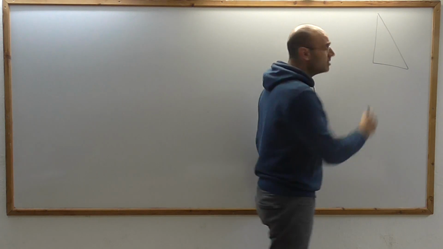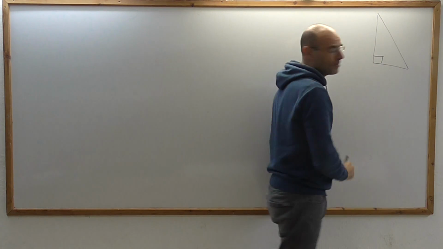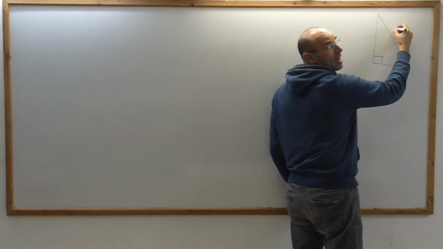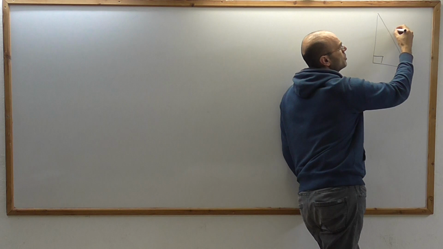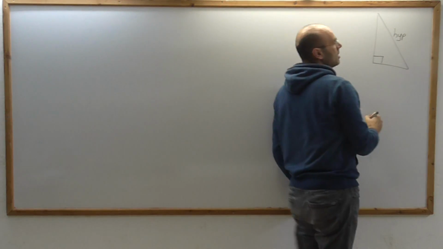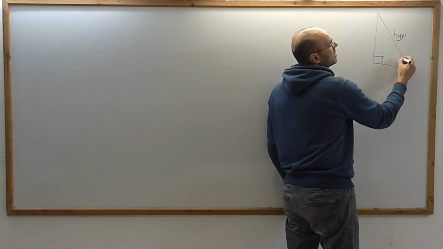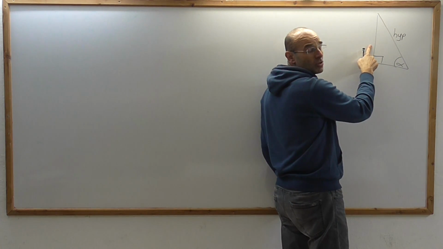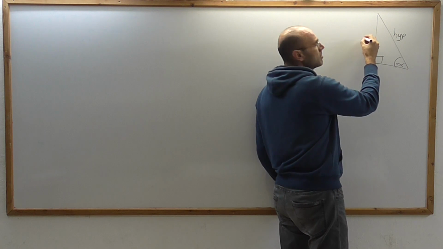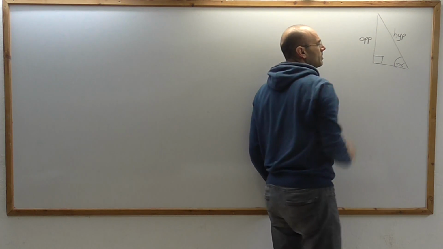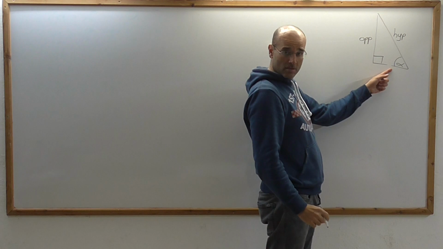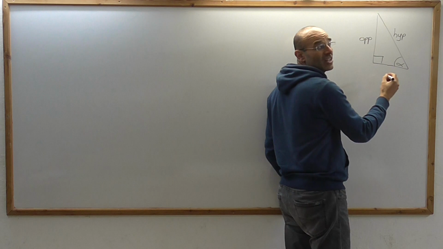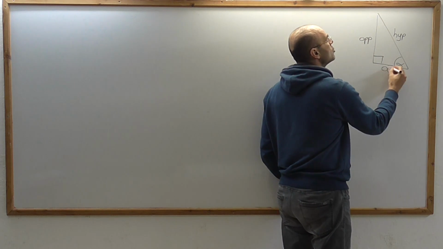This is a right triangle. It has a 90 degrees in it. The side opposite the 90 degrees is called hypotenuse. We just write hip. We choose an angle, let's say this angle, we call it alpha. The side opposite the alpha is called opposite, or we just call it op. And the side next to the alpha, beside the alpha, which is not the hypotenuse, we call adjacent. We just write adj.